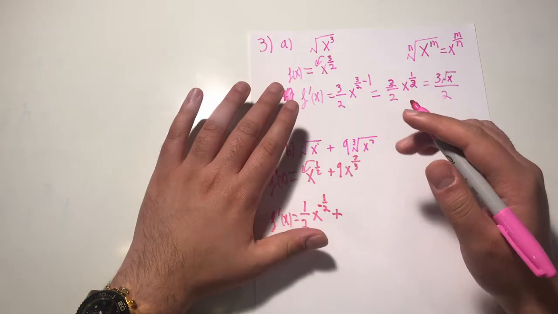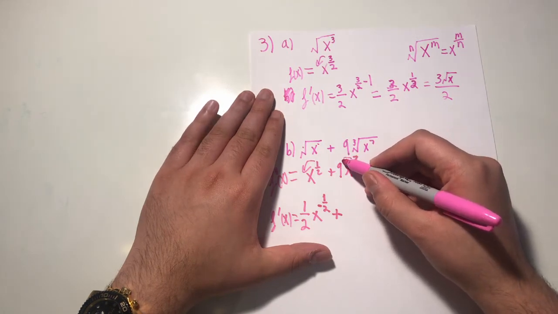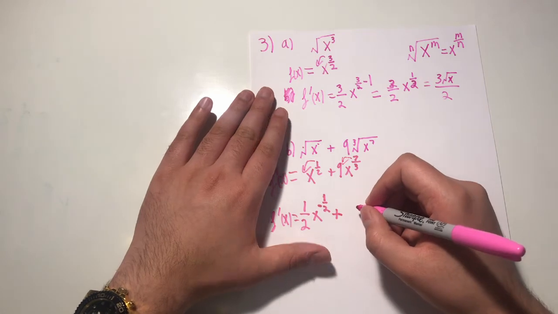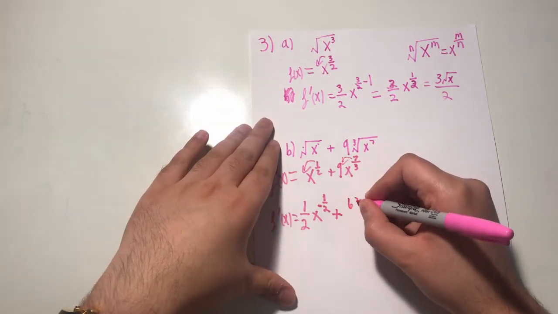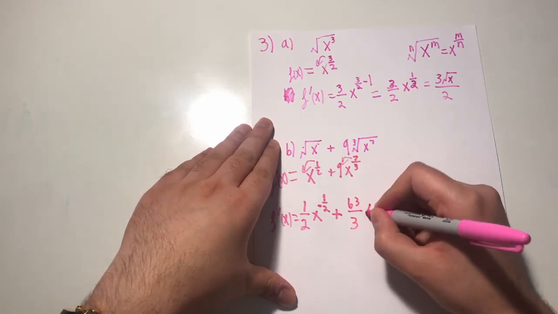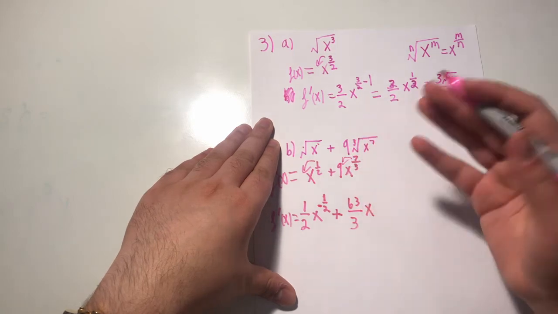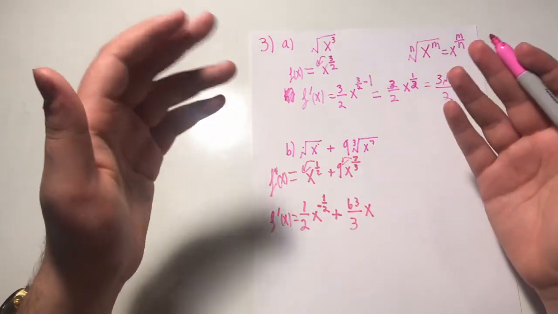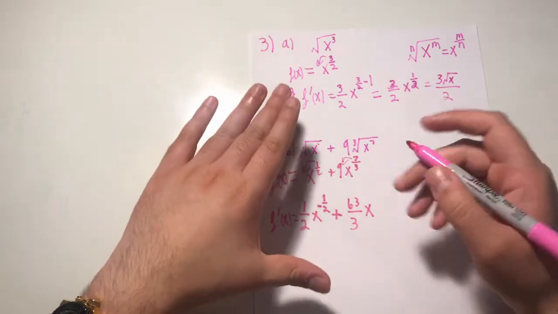Now, we follow the same steps. 7 over 3 comes down in front and multiplies with the 9, and that becomes 63 over 3, times x raised to 7 over 3 minus 1. 7 over 3 minus 1 is the same thing as 7 over 3 minus 3 over 3, which becomes 4 over 3.